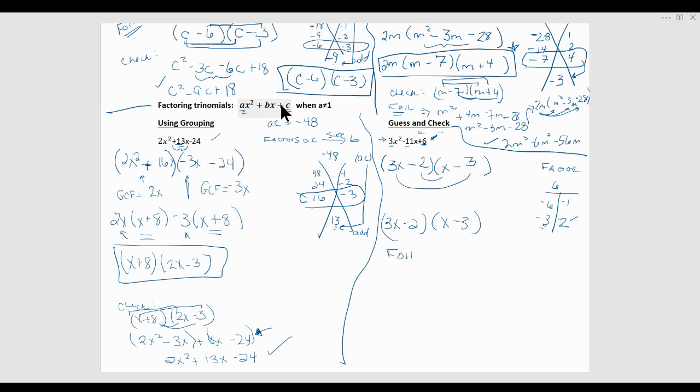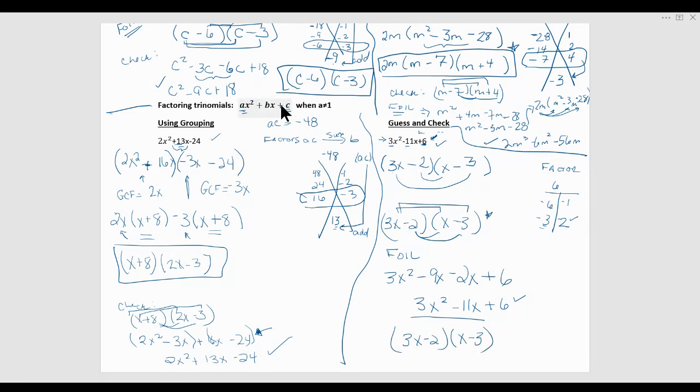So if I multiply that out using FOIL, I'm going to get 3x squared, my outer terms minus 9x, my inner terms minus 2x, and then my last terms positive 6. So I see that I do indeed get 3x squared minus 11x plus 6. I get my original expression. So this is the correct factored form, 3x minus 2 times x minus 3.